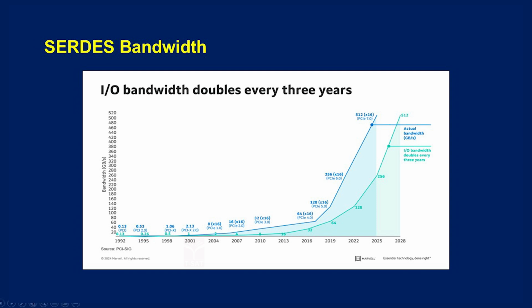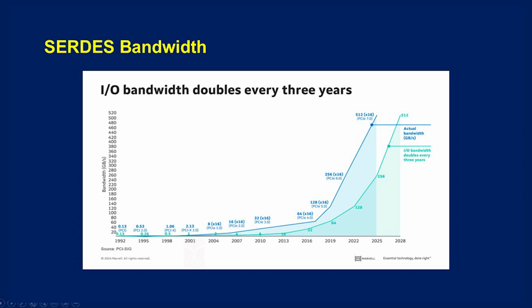So this is the IO bandwidth and the actual bandwidth. I beg your pardon, so the IO bandwidth is much lesser than the actual bandwidth. So that's the challenge that we are actually facing every day. Although the actual bandwidth we have to attain is 512, we are restricted by the IO bandwidth, right?